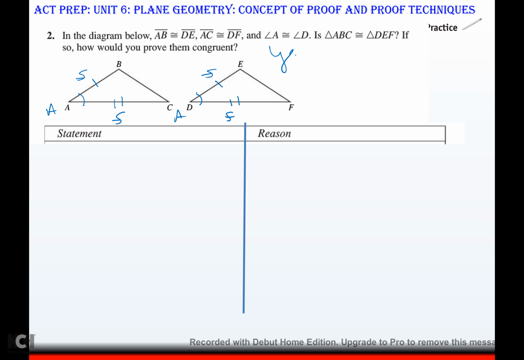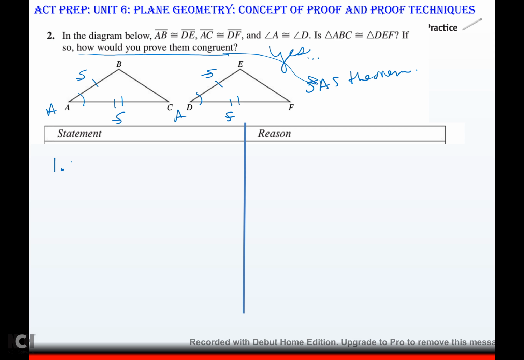So I would say yes, they are congruent, and what I would use if I were to prove them would be the SAS theorem. It didn't actually ask me to prove it. It just said, how would you prove them? Well, I would use the SAS theorem. But let's go ahead and do that.